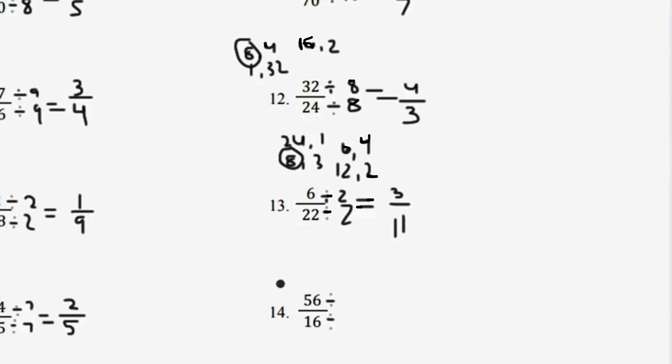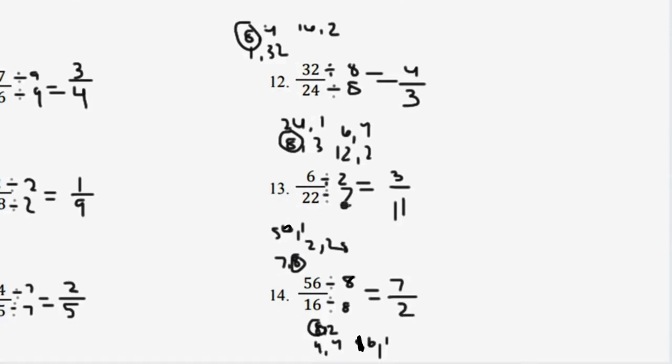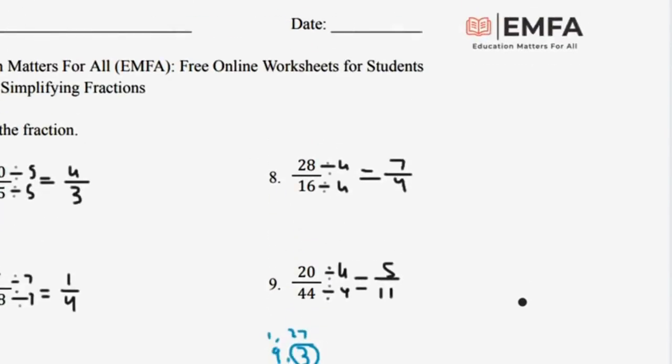So it's good to know your multiplication tables. Once again, you got 7 and 8 for factors of 56, and then you've also got 2 and 28, and then here we've got 8 and 2 and 4 and 4. Also, you can't forget that they are factors of 1 always. And the greatest common factor is once again 8. So 8 and 8, 7 over 2.